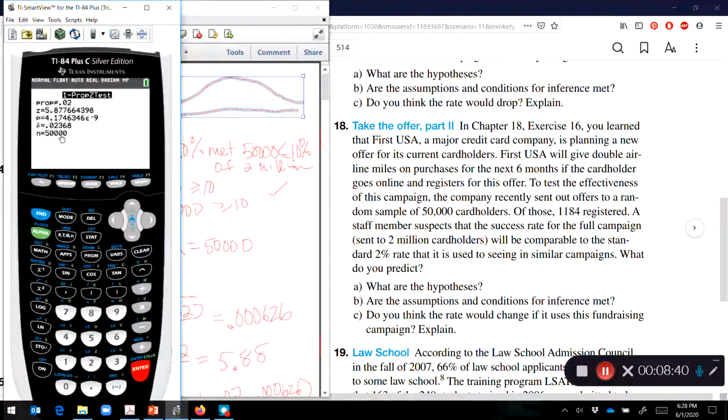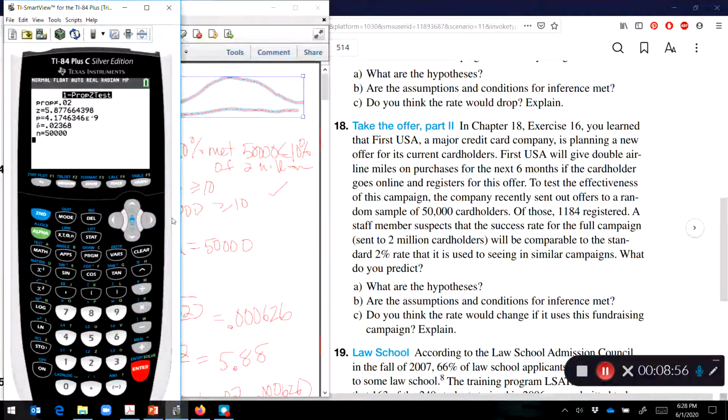Okay. And so notice that right here you see that z-score that we got, 5.88, and that probability, 8 zeros, and then a 417. Same probability we found by hand, okay?